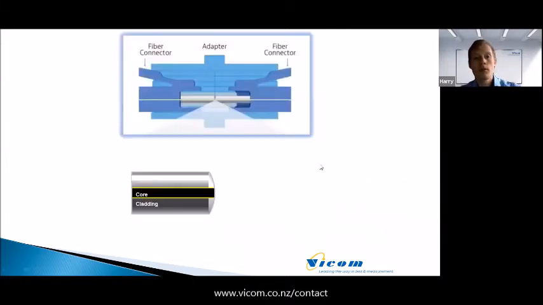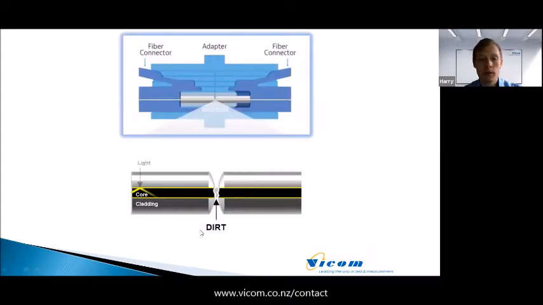So moving on to our next example here. We've got two connectors coming together inside an adapter. UPC connectors, because obviously it's a vertical finish. So we've got a piece of dirt that's getting stuck between them. Second connector comes in, and we can see that the light passing down the fiber is getting obstructed by the dirt and getting a significant amount of back reflection down the fiber.